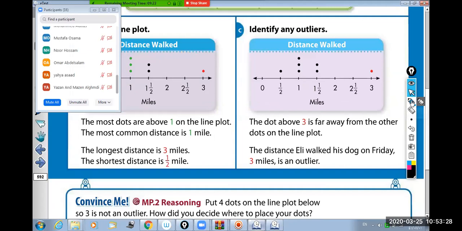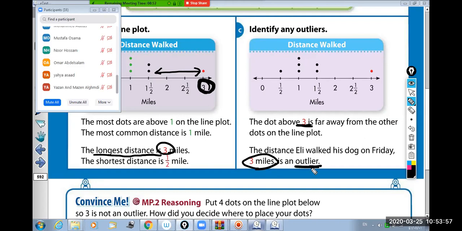He said here, which number has the longest space? Longest space means a big space. See, this is the space. It's 3. That's why the longest distance is 3. That's why the 3, we call it what? Do you understand or not? We call it outlier. Thank you, a smart question now.